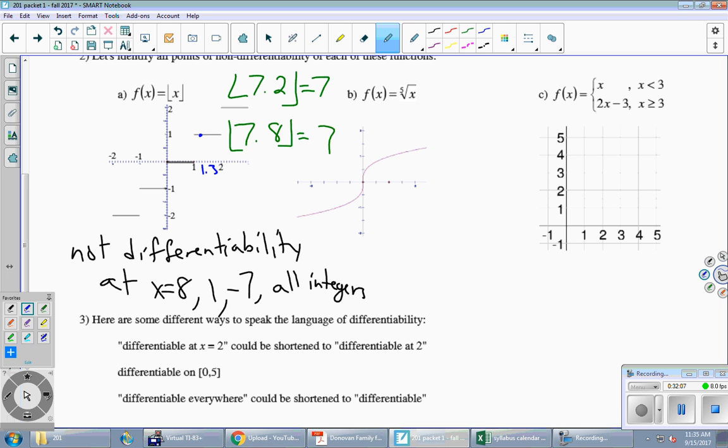How about this fifth root of x function? Where is the problem? At x equals 0, and what's the difficulty? Yeah, so we'll say it's a vertical tangent line. Vertical tangent line. Tangent line is fine, but the derivative does not exist at 0.